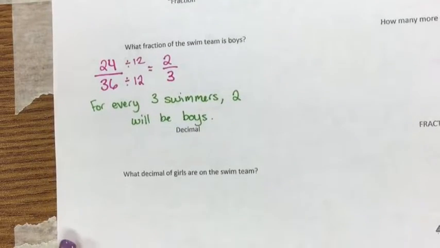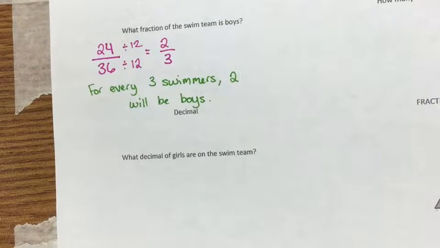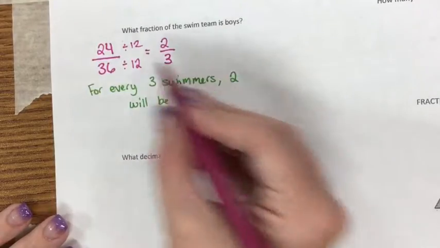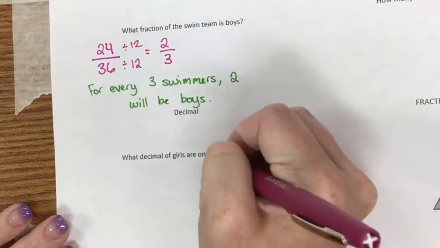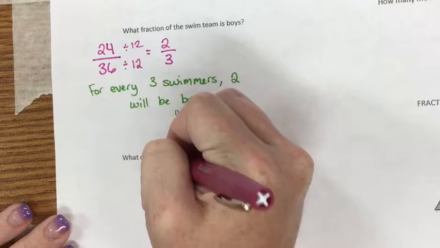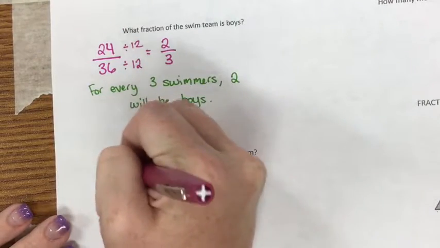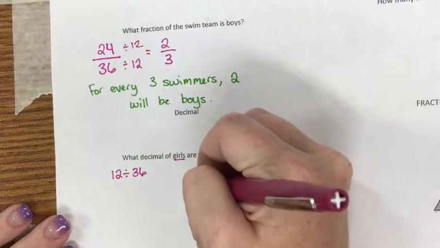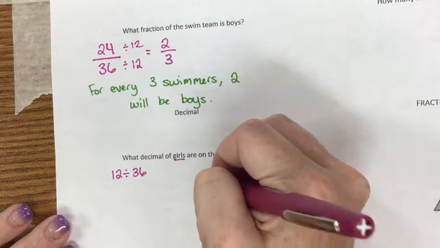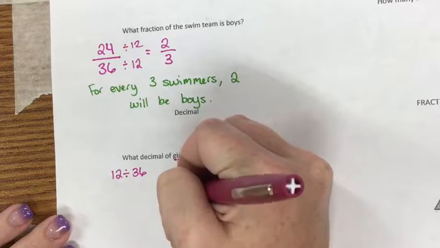So the second representation is a decimal. For the decimal question, they ask us what decimal of girls are on the swim team. So we have to say, we're still using 36 because that's the whole swim team, and we'll use 12 for girls. So to do a decimal, we have to do 12 divided by 36. Make our little house, put 12 on the inside and 36 on the outside.